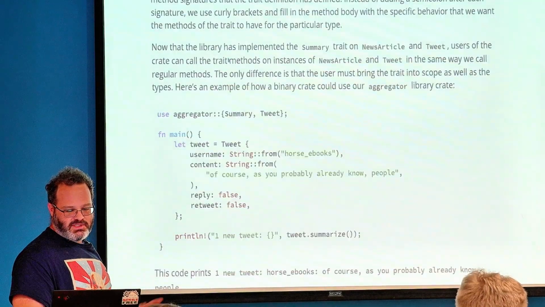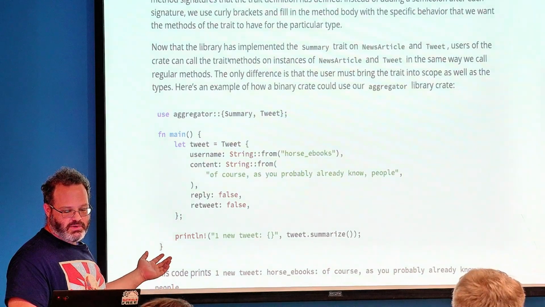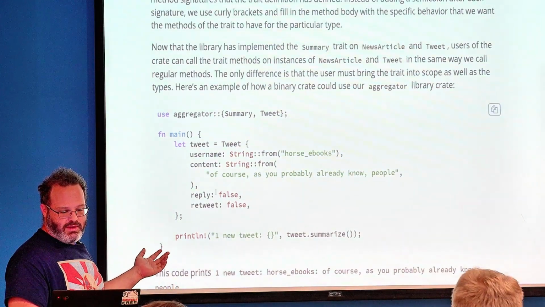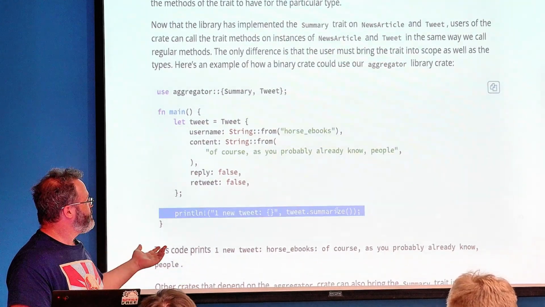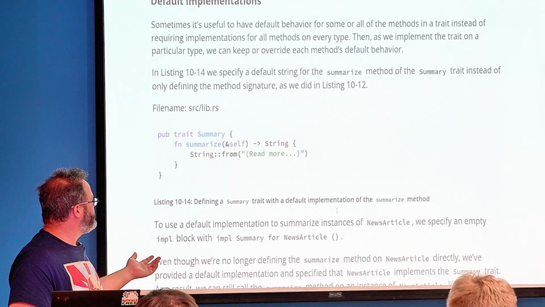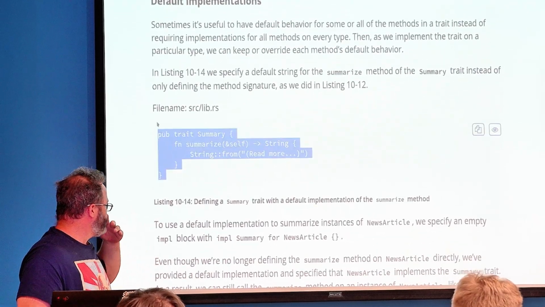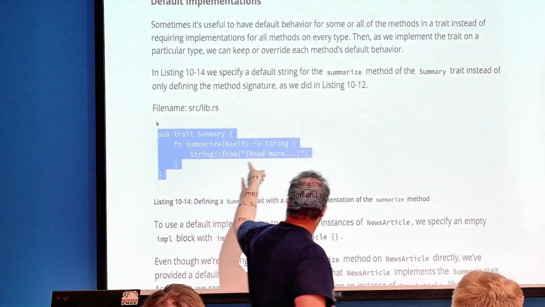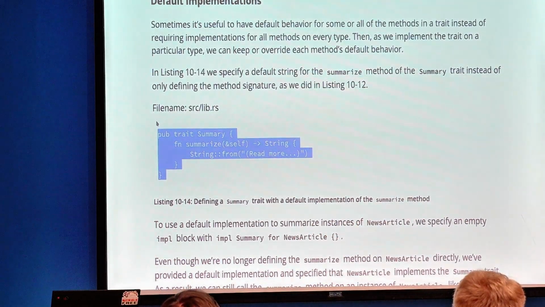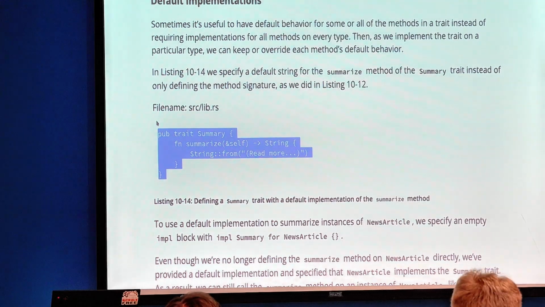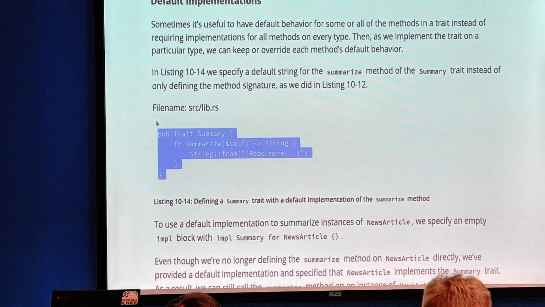Okay, so now we have this summary type, and we have it on a tweet. So here's this tweet we have. It has username, content, reply, and retweet. And I'm calling tweet.summarize now, and this is going to work. So now we have a default implementation. I'm going to go get a drink. I'll be right back. The default implementation will work on anything that implements summary, right? That'll be the default, which is very simple.